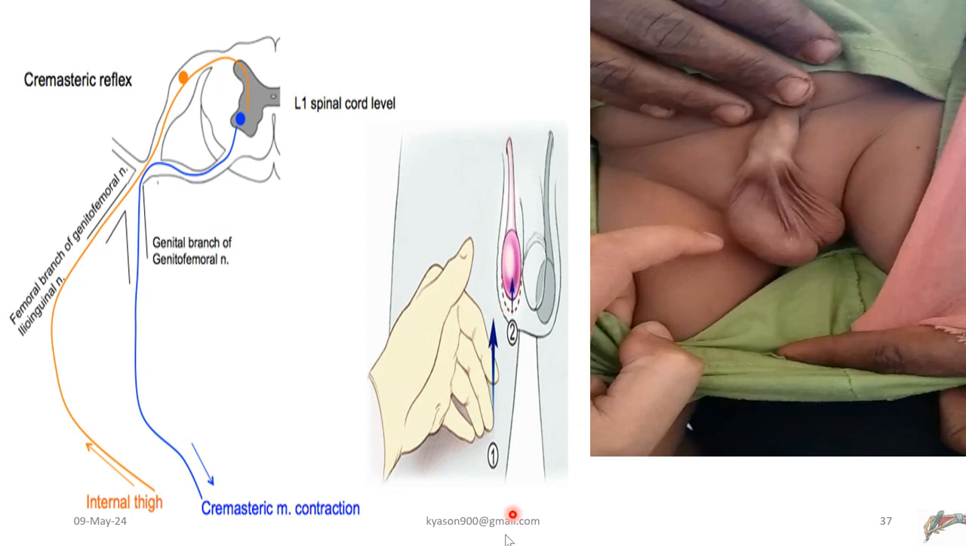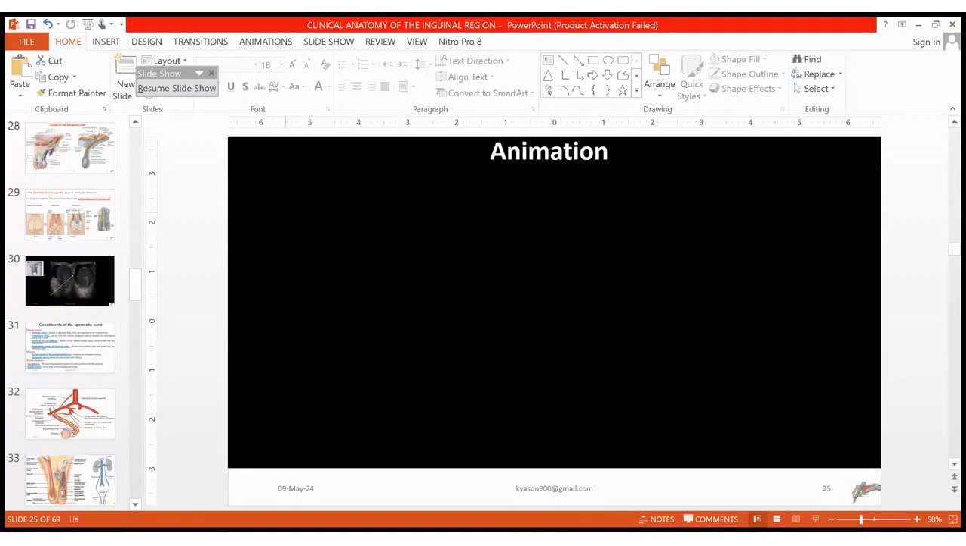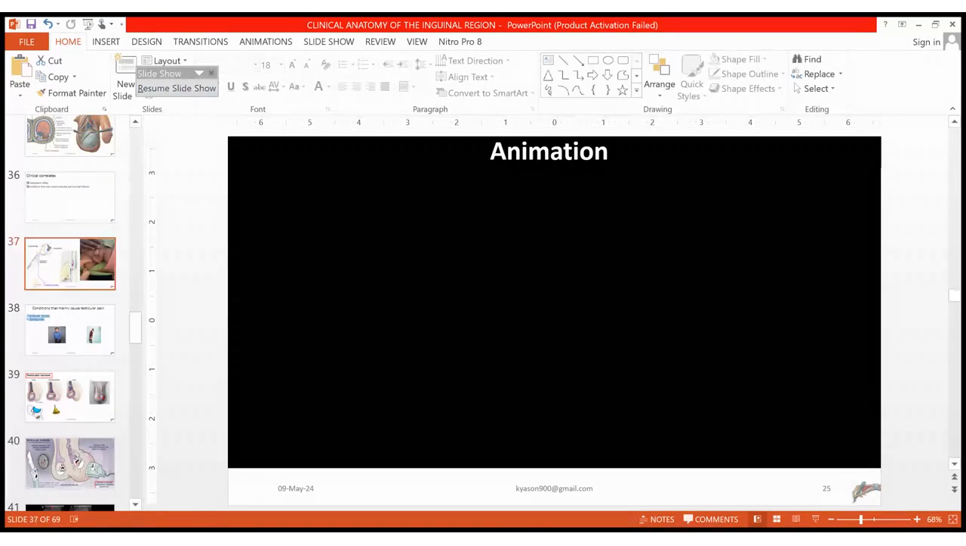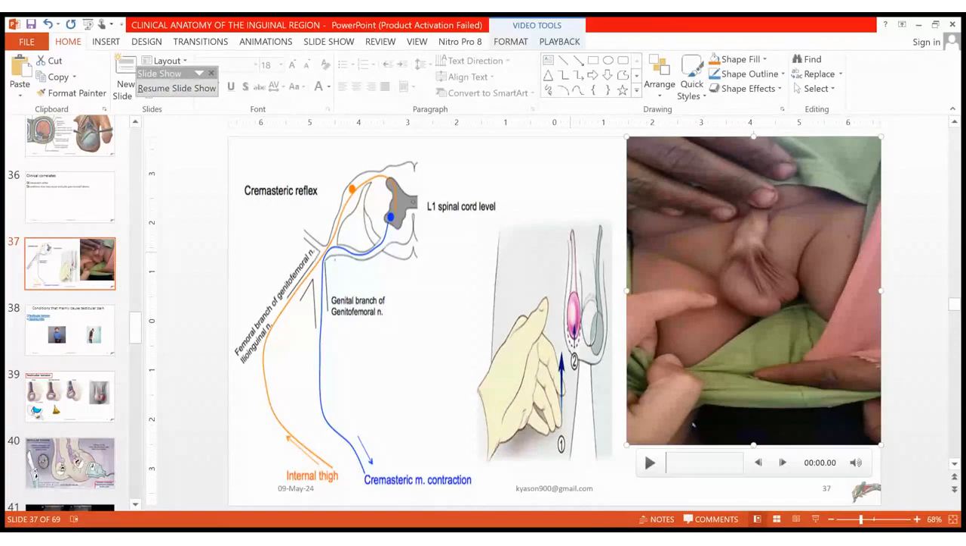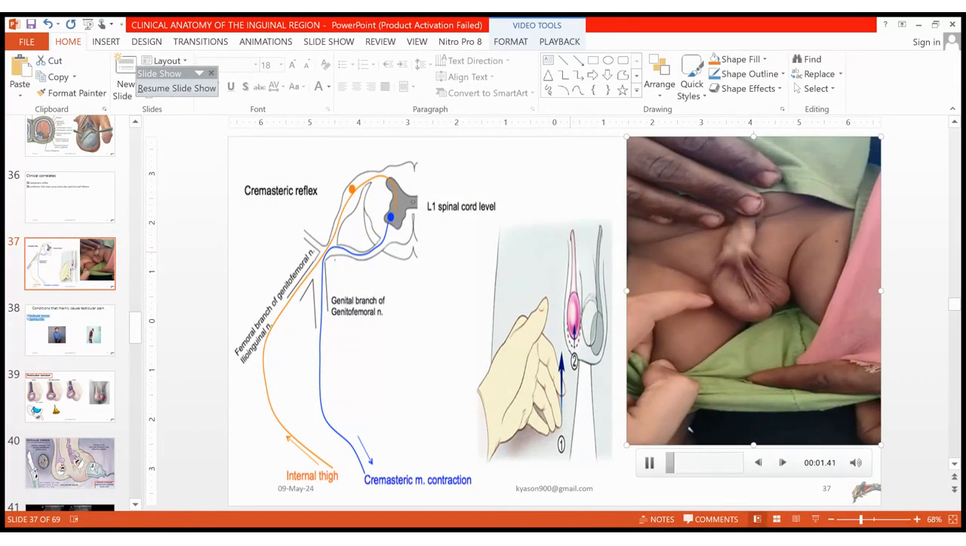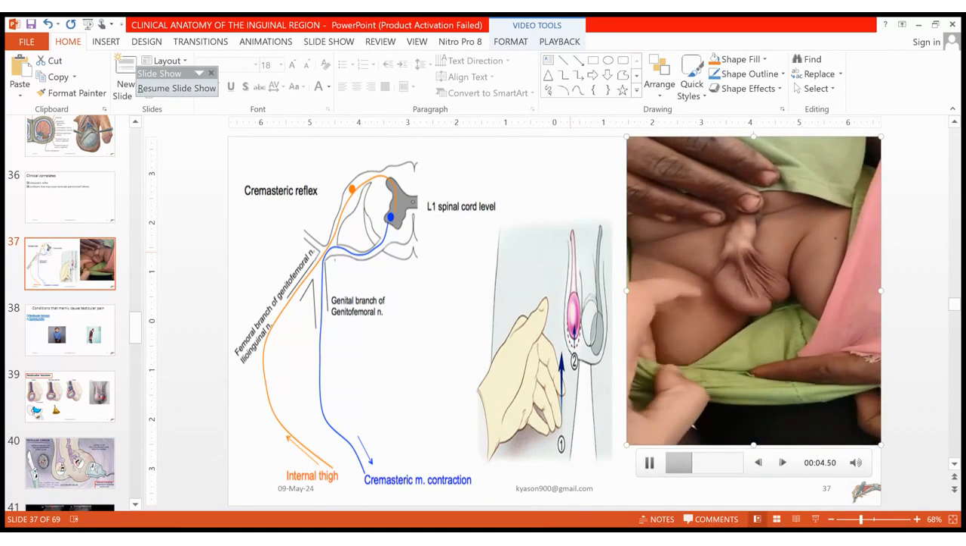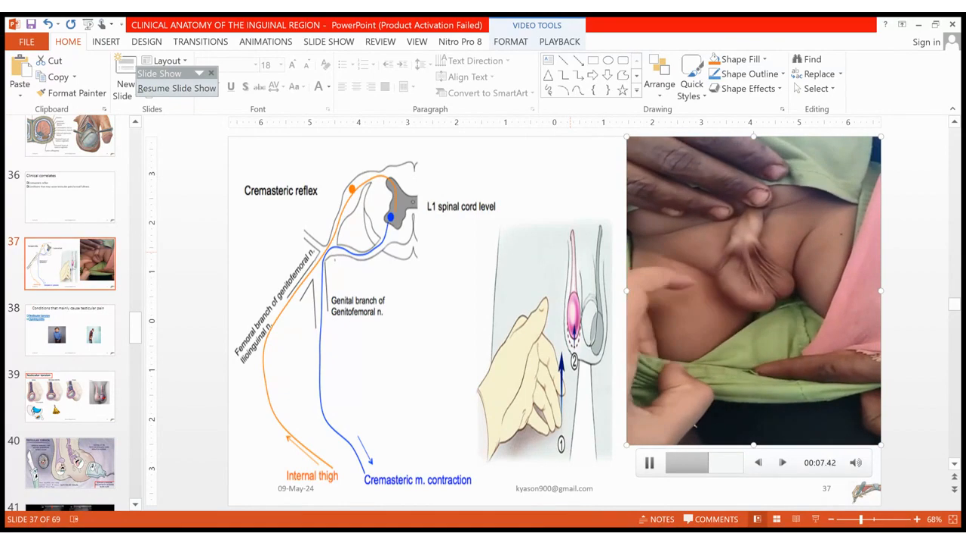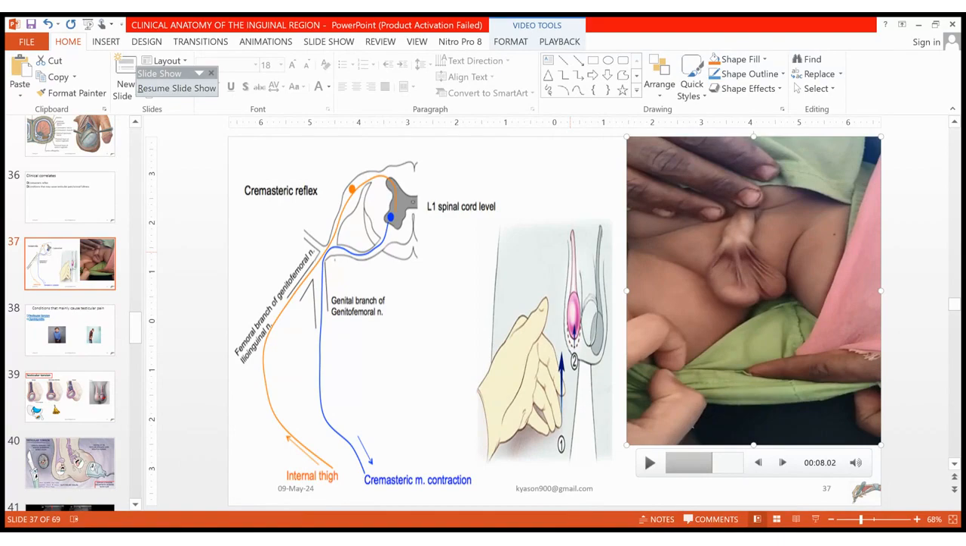It's a small bit of animation here to show you that, so that you can remember. I always use these animations so that you can always remember. So it's going to show you the cremasteric reflex. Let me scroll through. So I am showing you the cremasteric reflex. Okay, so it's a normal reflex.